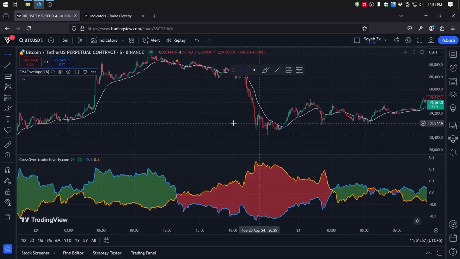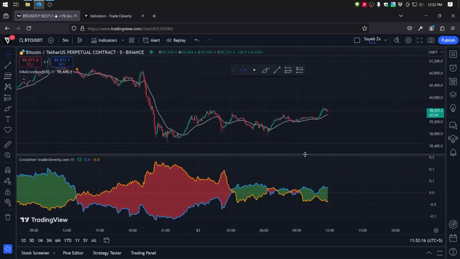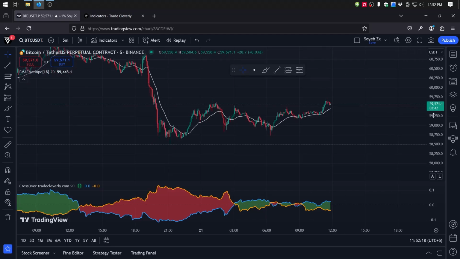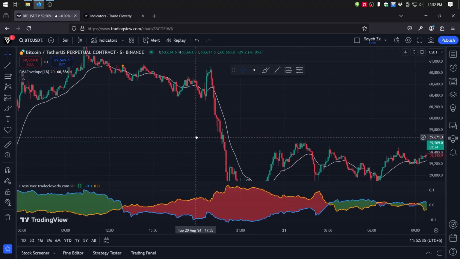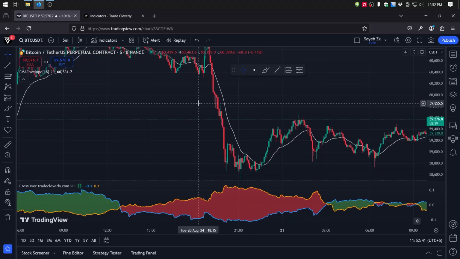Alright, we have successfully set up our two indicators. So now let's see how you can generate buy and sell signals using the two indicator combination.